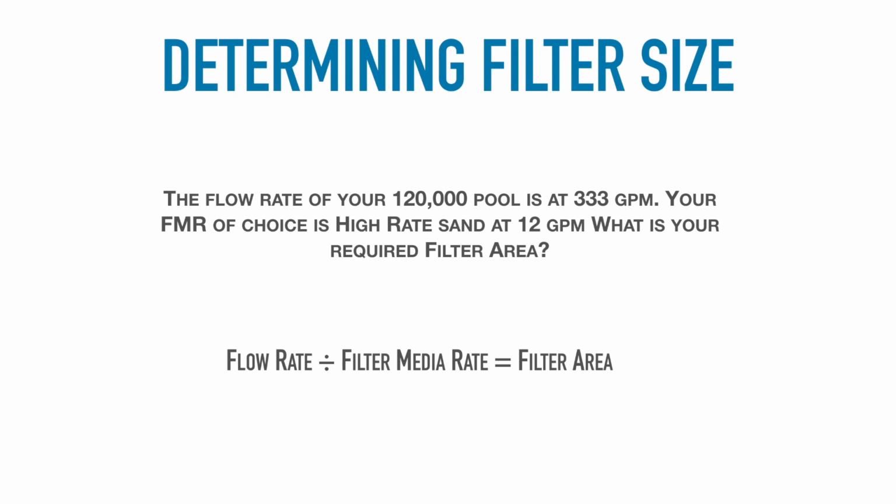We have all of the information that we need right there inside of the question itself. Now let's just plug it in and push it out. Our flow rate is 333 gallons. Our filter media rate, according to this question, is 12 gallons per minute. So let's simply take 333 divided by 12. And what do you get? If you got 27.75, that is correct. We're looking at roughly 28 square feet of filtration area.